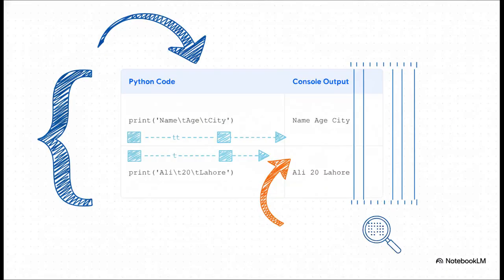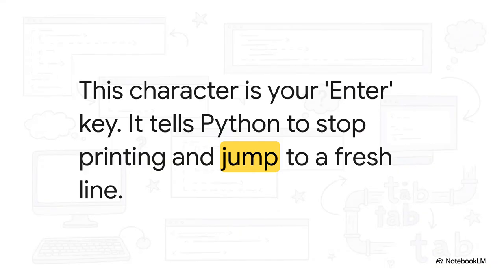Okay, let's look at a real example. Check out the code on the left. We have a print statement, and all we've done is stick a \t right between name, age, and city. Now look at the output on the right. See that? Perfectly spaced columns. It's so simple. Then we do the exact same thing on the next line for the actual data, Ali, 20, and Lahore. And boom, just like that, you've got yourself a clean, readable table. It's that easy.